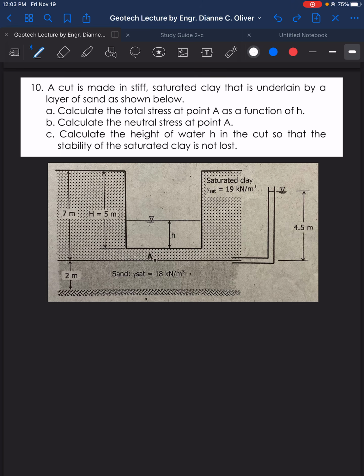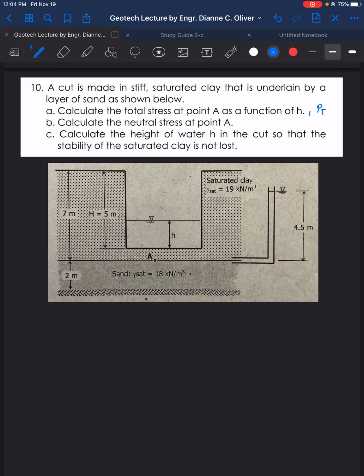Letter A, calculate the total stress at point A. So point A is here. As a function of H, because the value of H is not given, so we will get the value for total stress at point A as a function of H. So P total at point A.